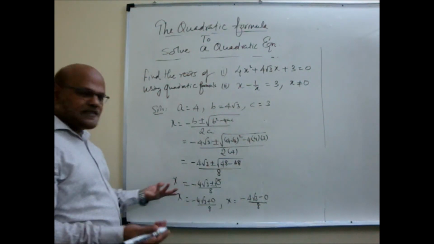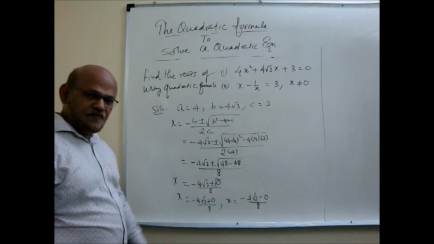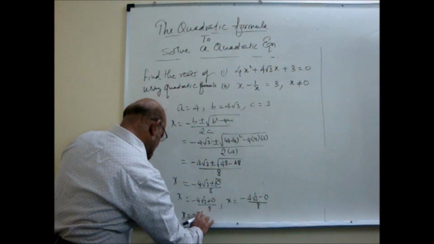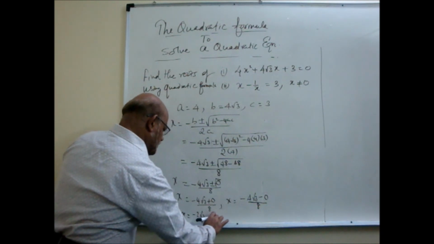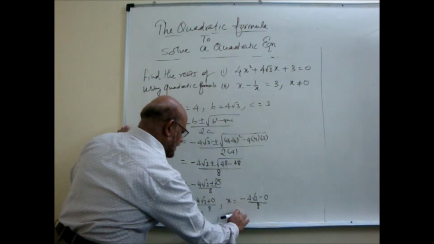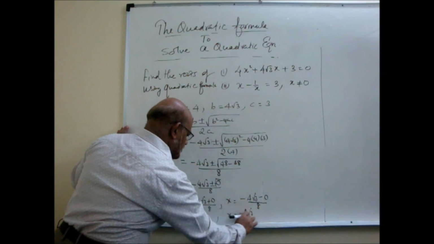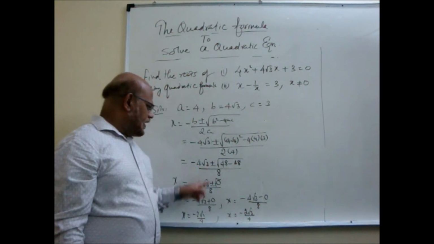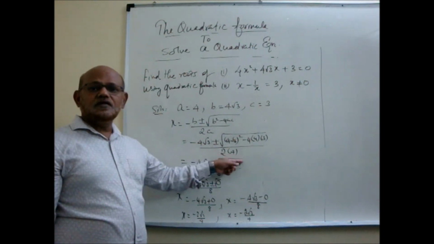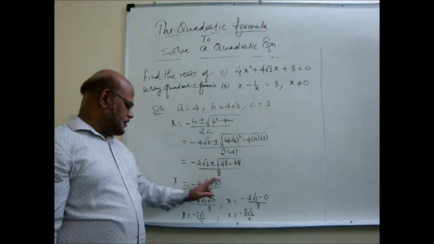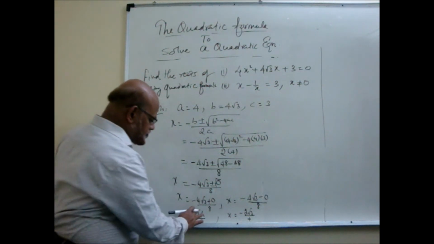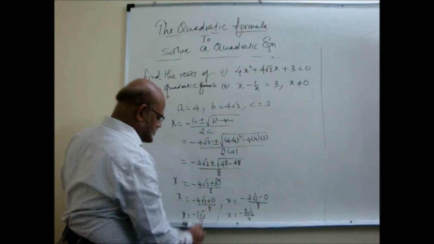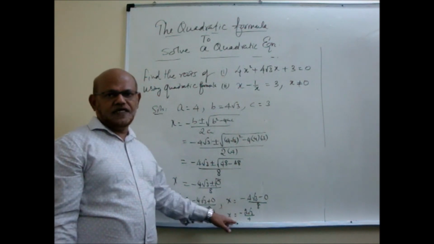So what is happening? 0 has no effect and we can simplify this one. So x will be minus 2 root 3 by 4. And again the same thing, minus 2 root 3 by 4. Here both the roots are equal. This part becomes 0, okay? Both the roots are equal roots. We need to write 2 times. Both the roots, equal roots, we get here.